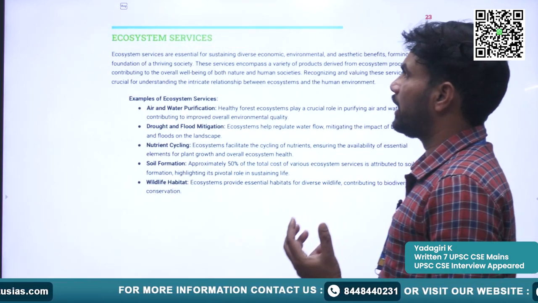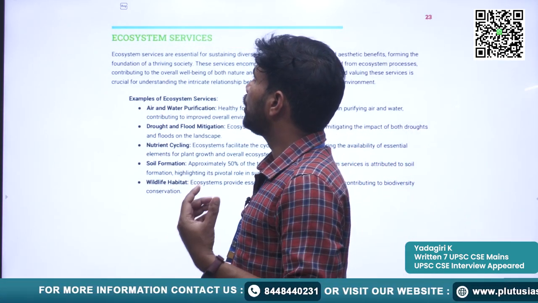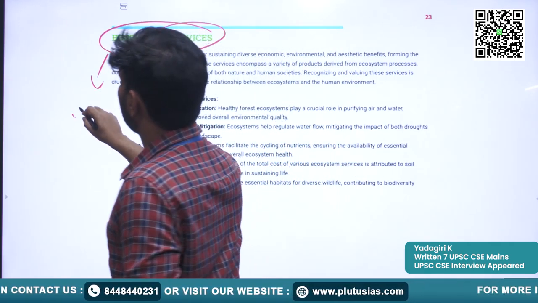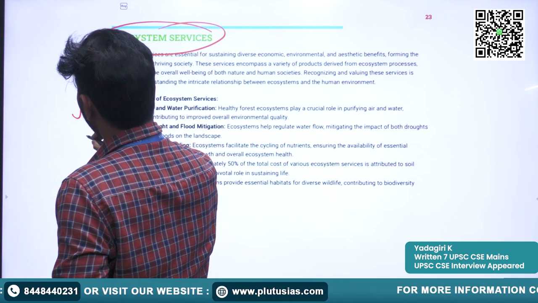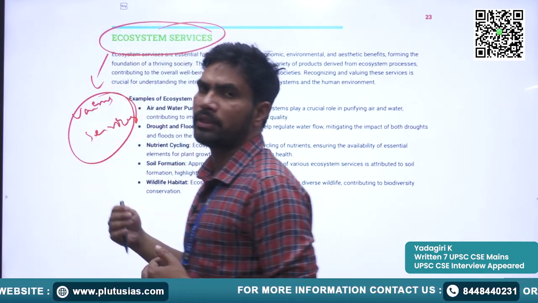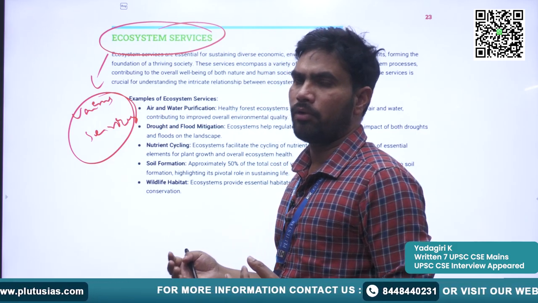So lastly, we will try and understand the services of the ecosystem. The ecosystem provides us with various services, right? Some of those services are measurable and some of the services are not measurable.